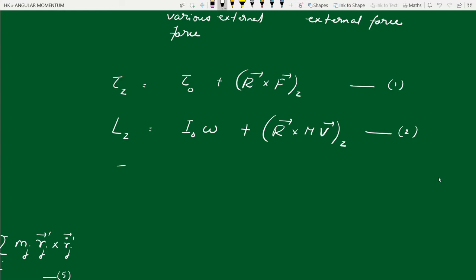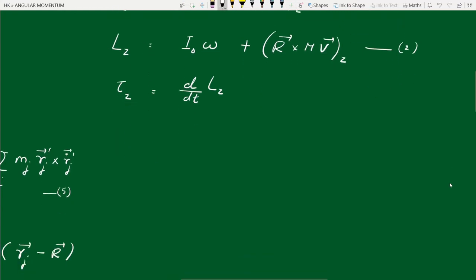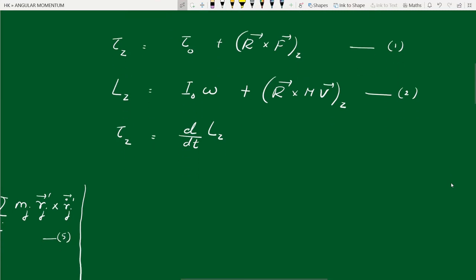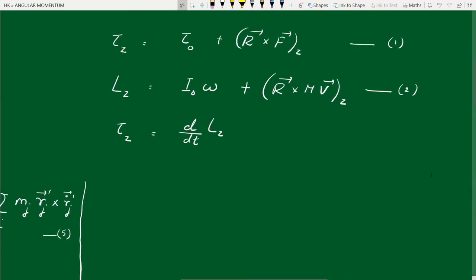What is the connection? We know that the z component of the torque is equal to the rate of change of the z component of angular momentum. So let us equate the z component of torque with the derivative of angular momentum. The left hand side, substituting from equation 1, is tau 0 plus R cross F z component, and the right side is the derivative of equation 2.